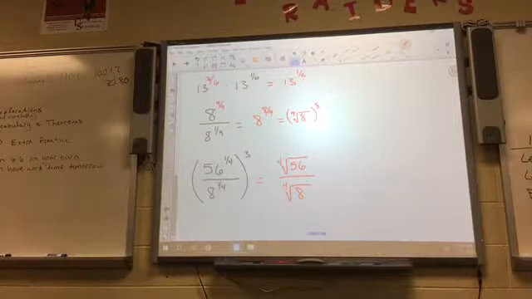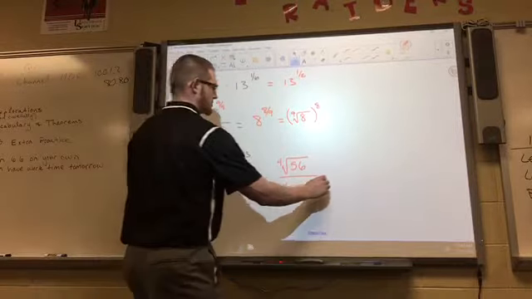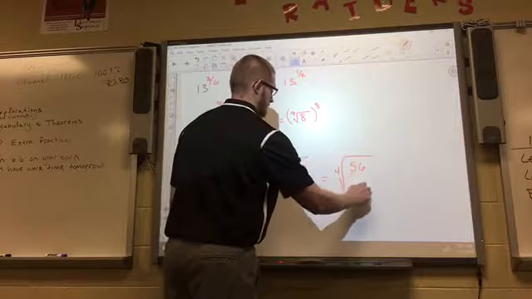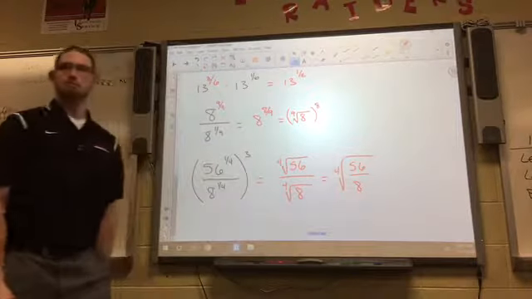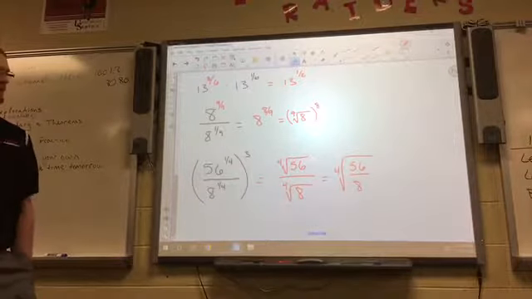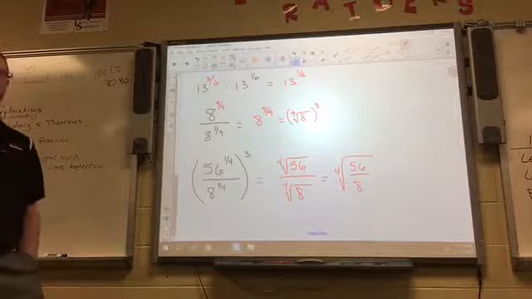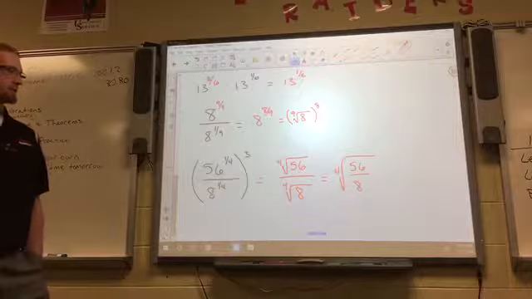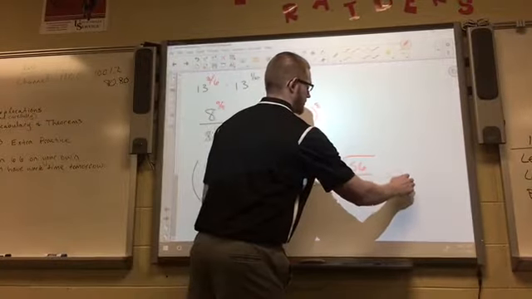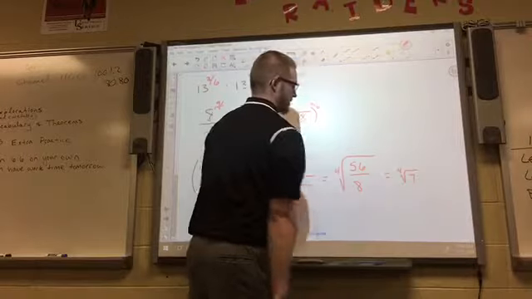Okay. Well, since I have common radicals, I am then allowed to, if I choose, write it like this if I wanted to, because it's the same radical for both of those. Okay. Now I can do what Trayson was saying and reduce. What is 56 divided by 8? 7. So I have the 4th root of 7.